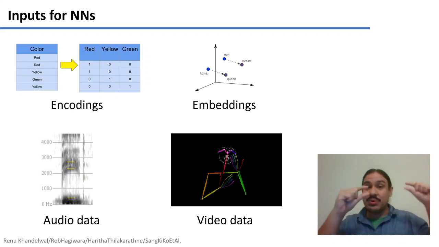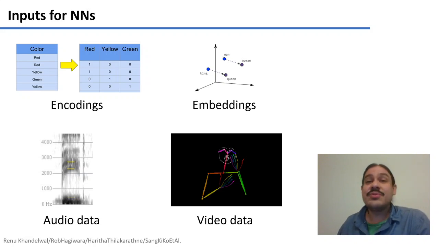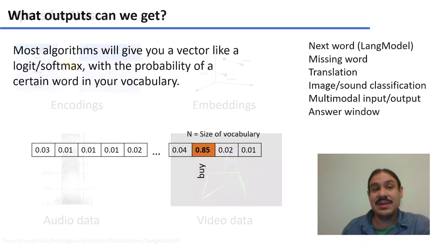You could have encodings, embeddings. You could have audio data, for example, data extracted from a spectrogram, from a recording of human voice. You could have video data for sign language, for example, where you can detect the depth and motion of hands, but also of parts of people's faces. And now let's take a moment to consider what kind of outputs we can get from a neural network.